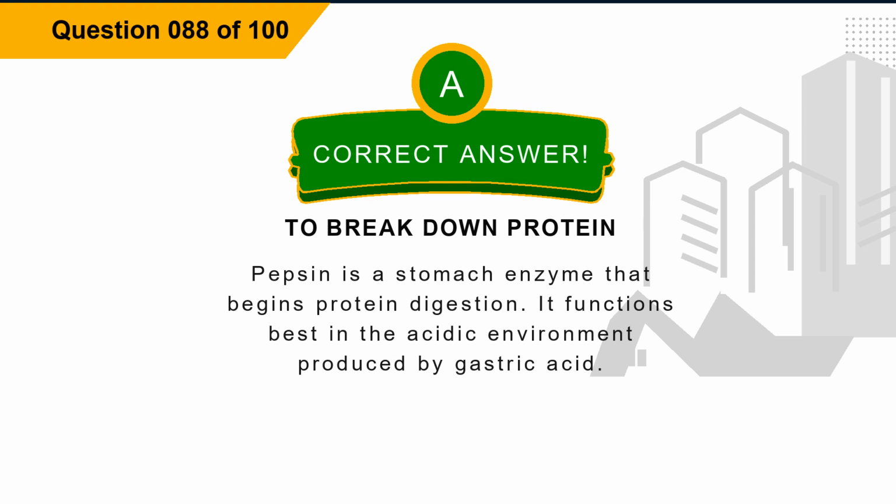Explanation: pepsin is a stomach enzyme that begins protein digestion. It functions best in the acidic environment produced by gastric acid.